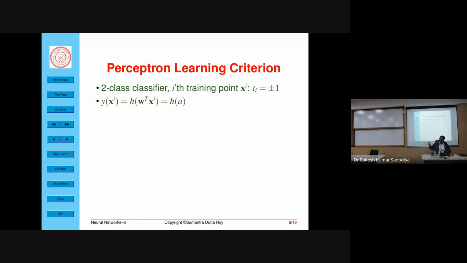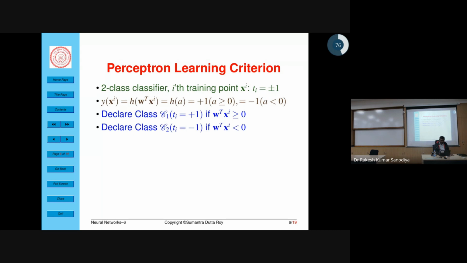If you call one of them 0, the other 1, it won't work. That's because this theory is also an elegant way to solve the problem, just so that the mathematics becomes even more elegant. That's why they used it. So this is the idea. There is an activation function which was the signum function for the perceptron. We declare it to be class C1, that is plus 1, if this is greater than or equal to 0. And we declare it to be the other class if this is less than 0.